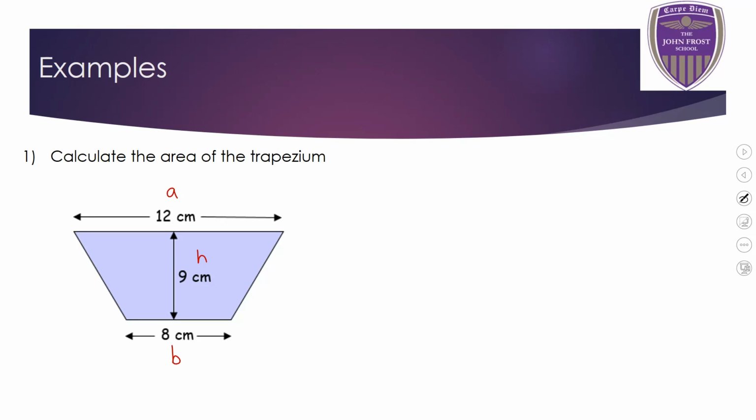And when you're labeling them as A and B, it doesn't matter which way around you do it, okay? So it wouldn't matter if you call 12 B and the 8 A, all right? So the formula that we've already written down is a half of A plus B times by H, all right? And make sure that you're doing plus. A plus B in the middle here is not A times by B, it's always A plus B, all right? And we know all three of those things. We know A, we know B, we know H, so just substitute them in, okay? So we're going to do a half of 12 plus 8, okay, times by 9.